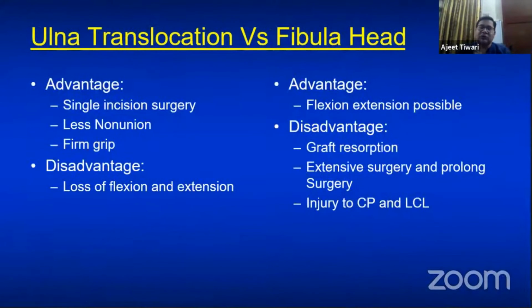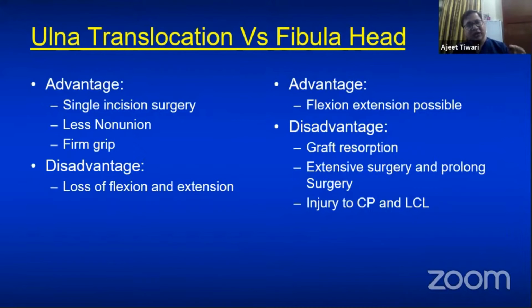So what is the advantage? What is the difference between the two procedures, the ulna versus the fibula head? The advantage of ulnar translocation is that this is a single incision surgery. There is no need to go to the knee. It is less time consuming. There are fewer chances of non-union. The reason behind this is that whatever muscle attachment is present on the distal aspect of the ulna is intact, so the vascularity of the ulna head is intact.